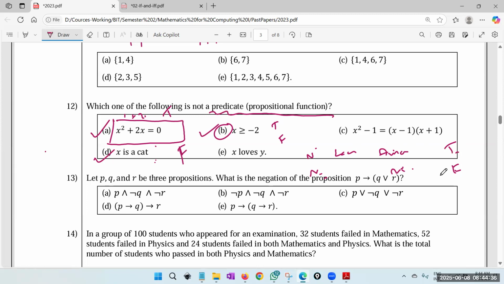Of course, I know that the word love is not a very formal word, but if you take it in the general sense, because sometimes we love others, sometimes we don't love them, we don't care about them. Okay, I'll say propositional function.